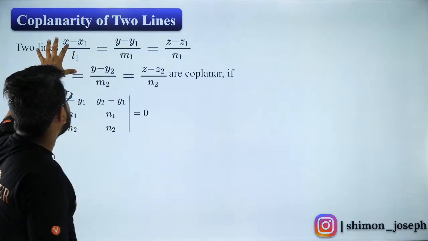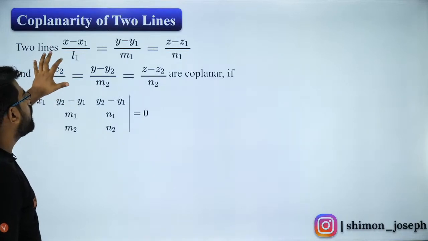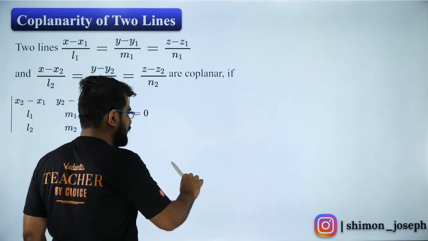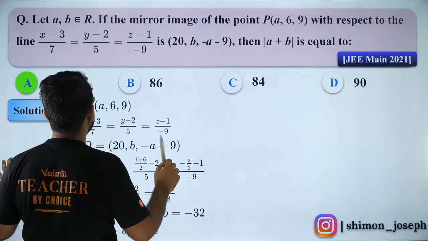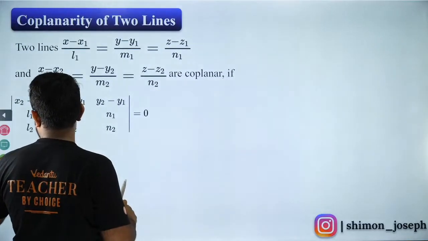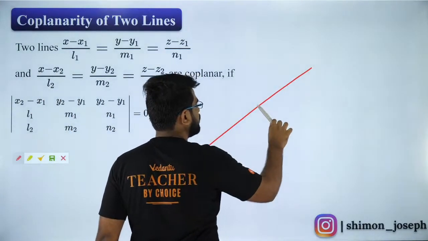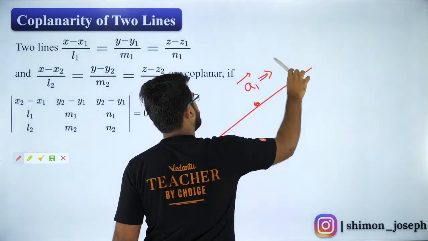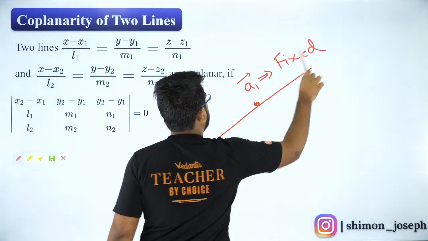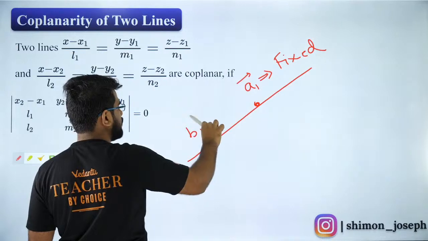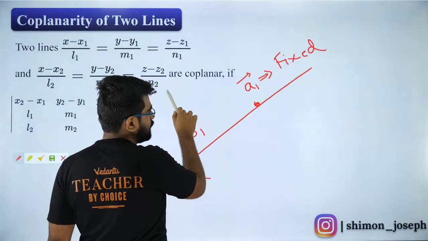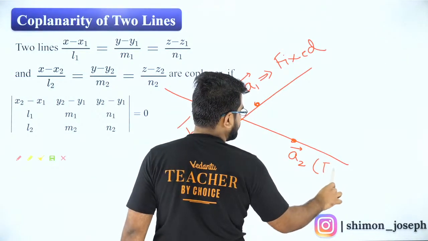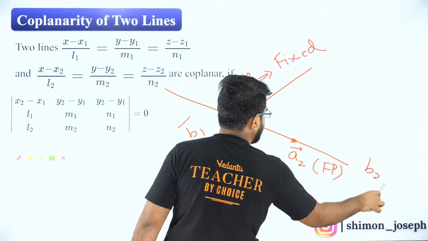So if two lines are coplanar, what I will do is I will take first. So let's say you have one line here. So let's say this is your A1 vector. This is a fixed point. And the direction of this is, let's say, B1. Now I have another line. Let's say I have A2 vector and this is a fixed point. And the direction is B2 vector.